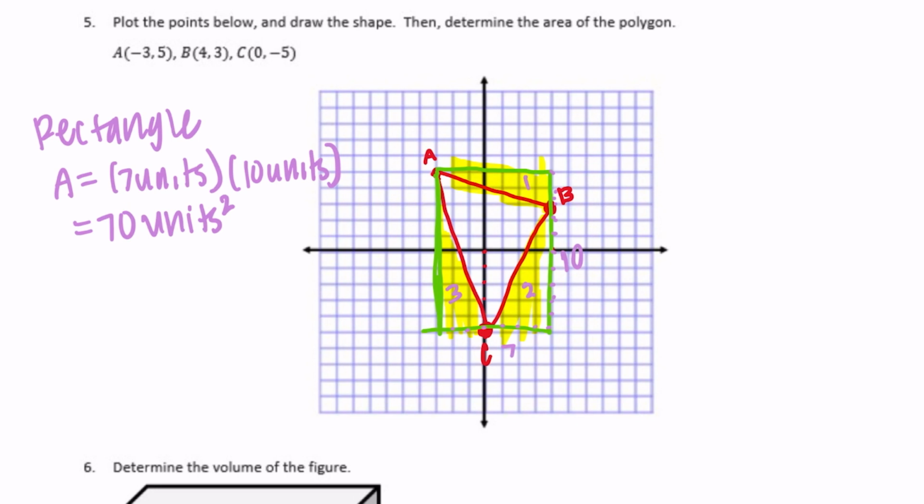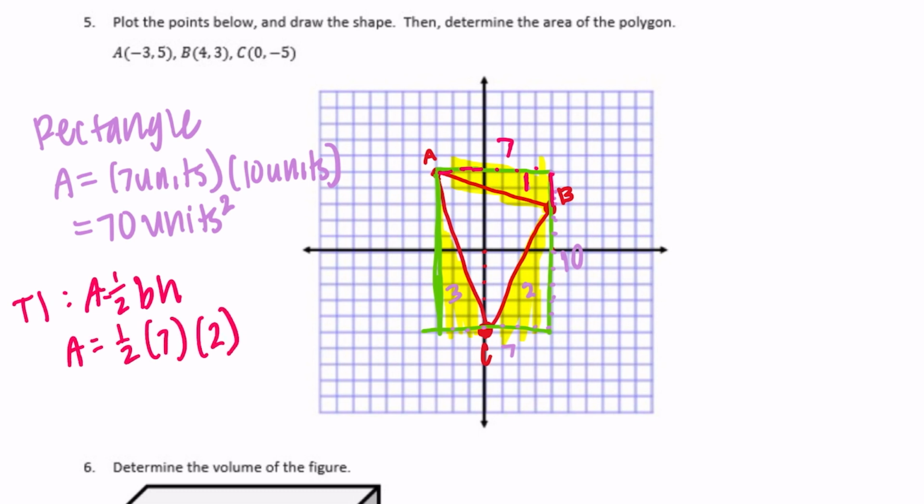Now let's do triangle 1. So the area is equal to 1/2 base times height. So we're going to have 1/2. The base is 1, 2, 3, 4, 5, 6, 7. We already knew that was 7 by 2. So 1/2, 7 by 2, or 1/2 of 14 is equal to 7 units squared.